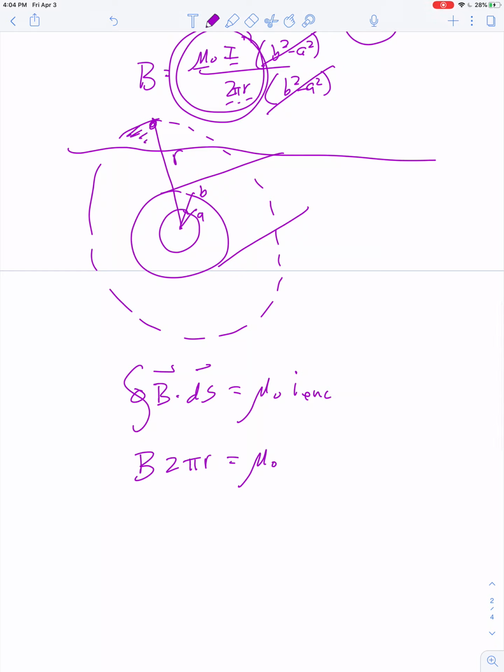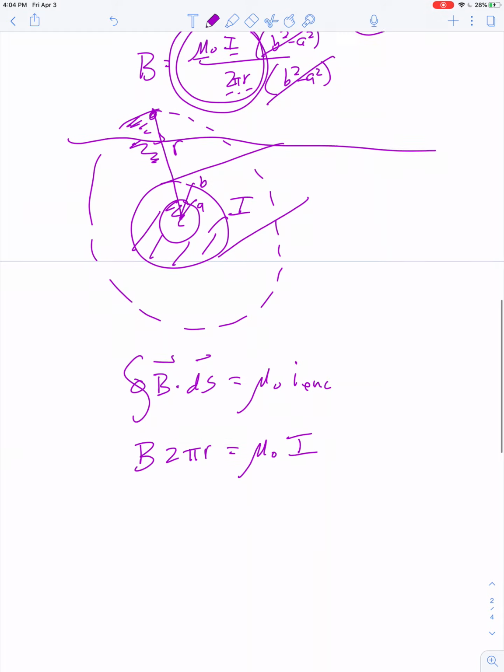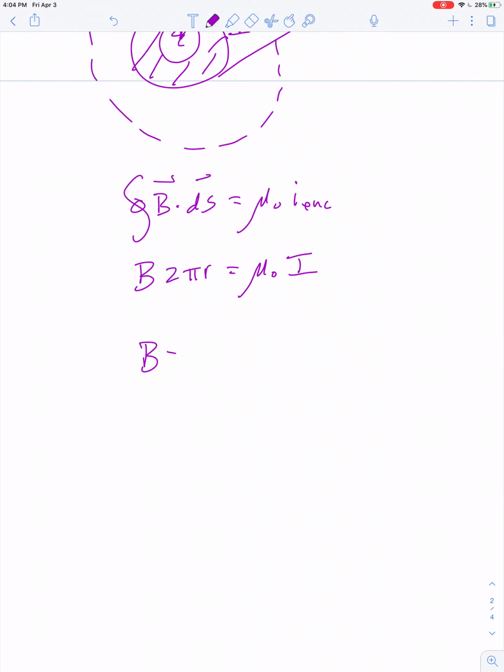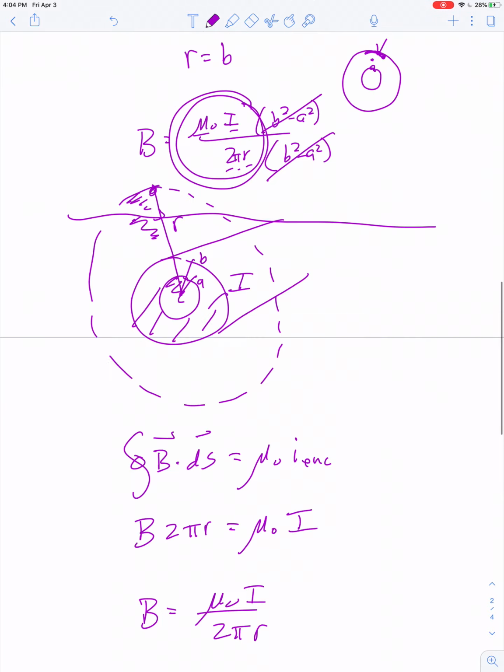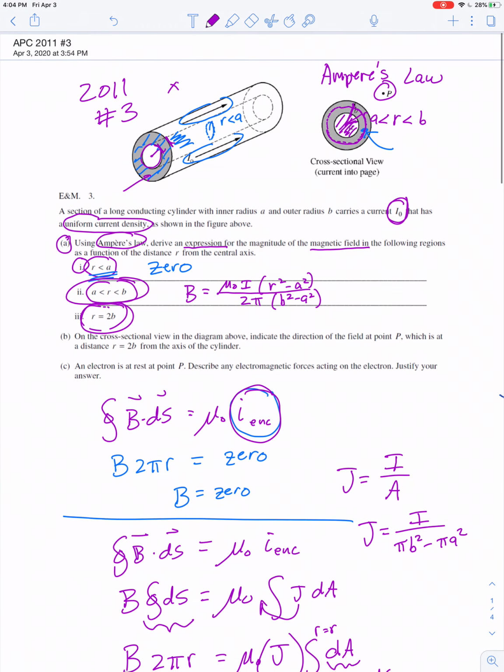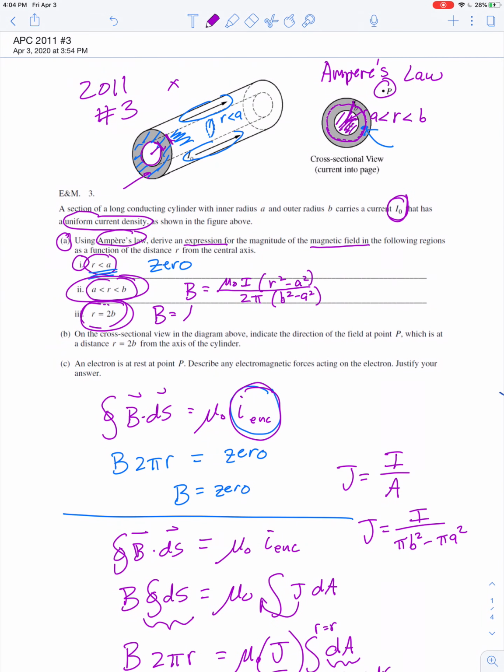Well, there's no current enclosed in this region of space, none here, but the current that passes through here is just all of the current. So the I enclosed is capital I. So we get B equals mu naught I over 2 pi r. B equals mu naught I over 2 pi r, just as we expect.